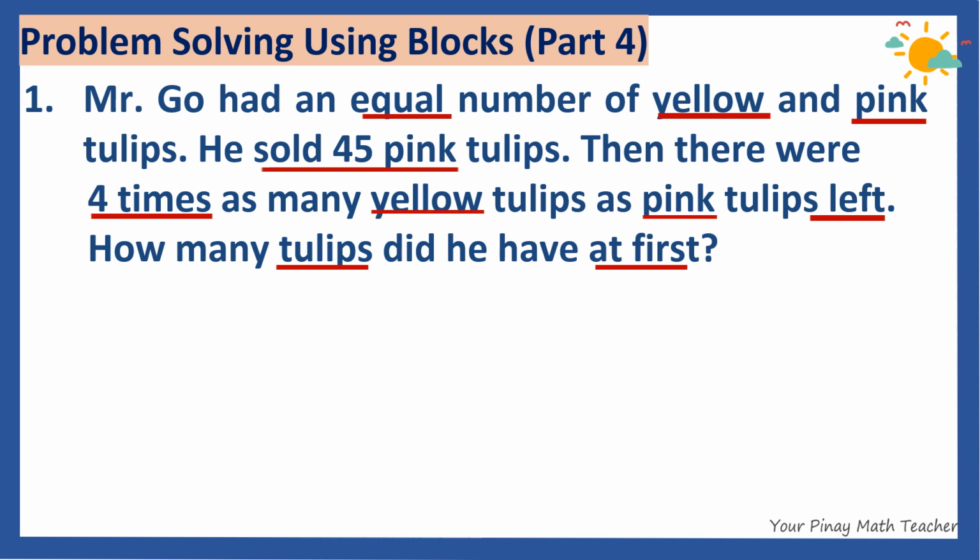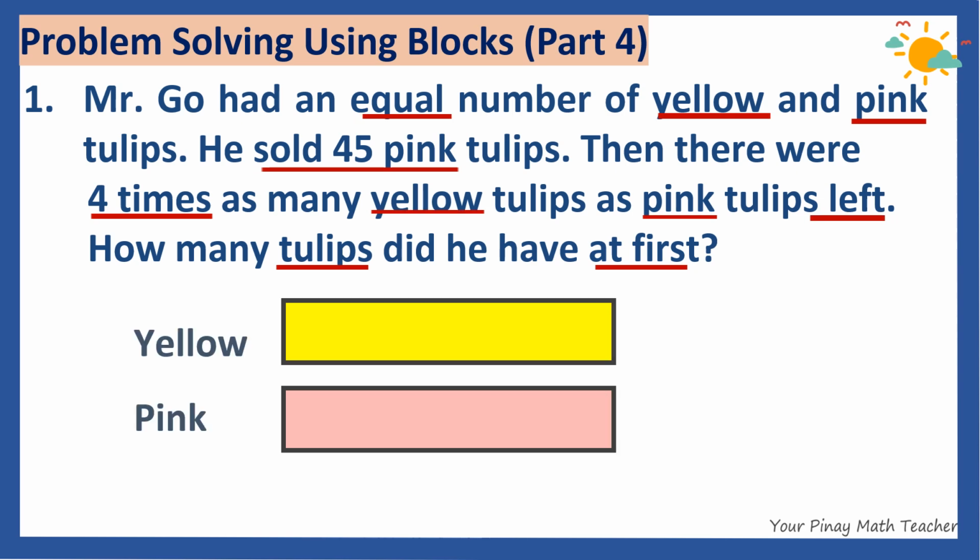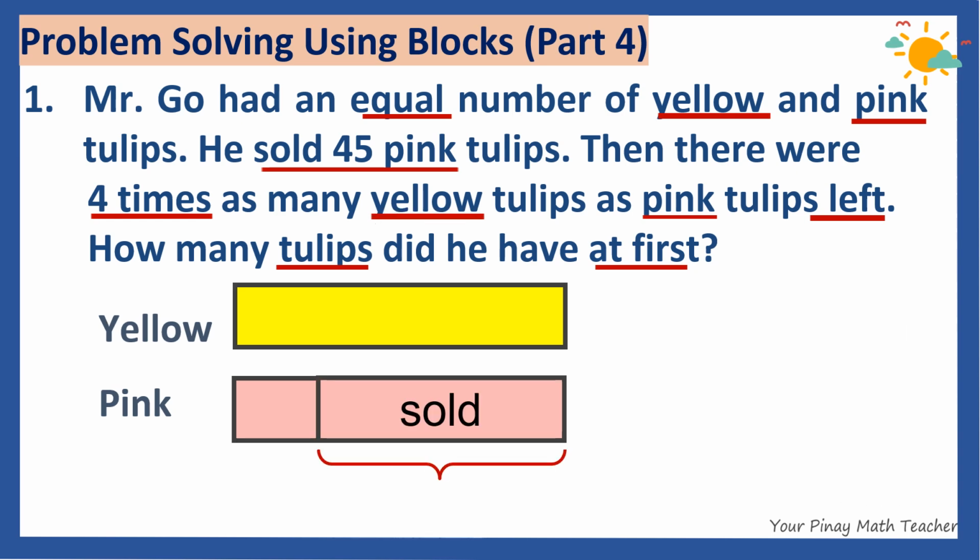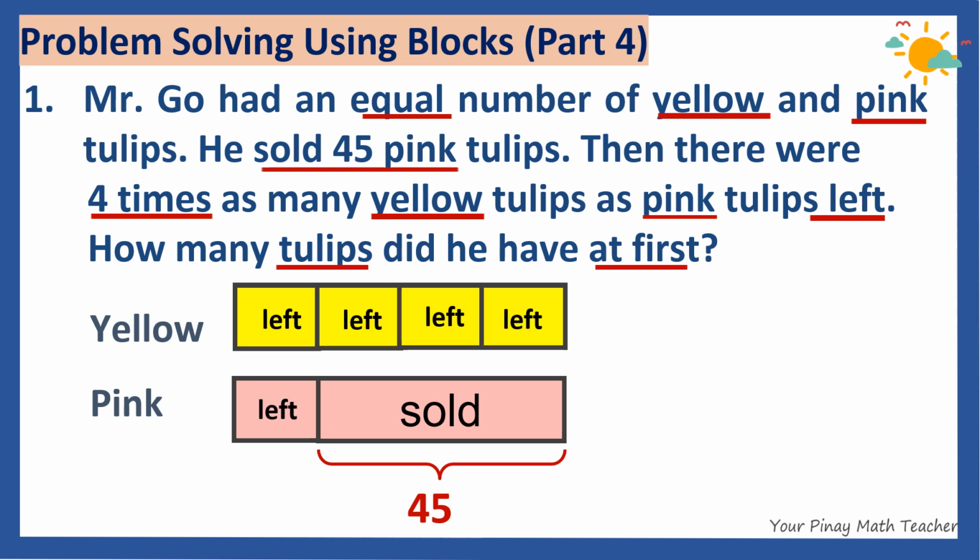Based on the first sentence, we have an equal number of yellow and pink tulips. Then Mr. Go sold 45 pink tulips. As a result, the remaining yellow tulips is 4 times as many as the pink tulips left. So here we draw 4 blocks for yellow. As you can see, 45 is equivalent to 3 blocks or 3 units.